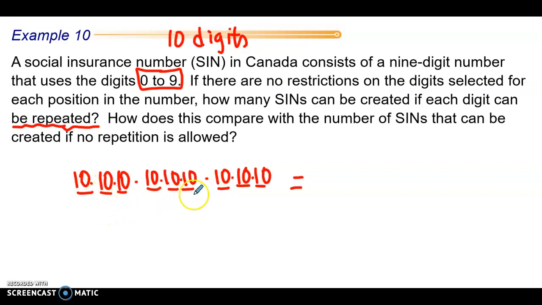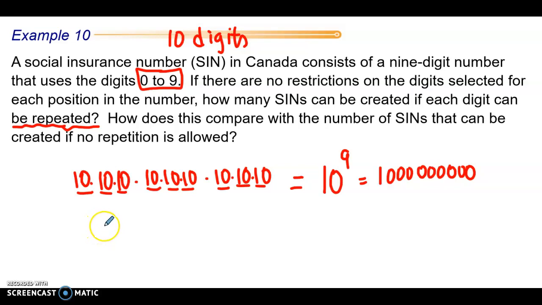Notice that we are multiplying 10 nine times, so we can write this as 10 to the power of 9, and that gives us 1 billion outcomes. So that's the first part.